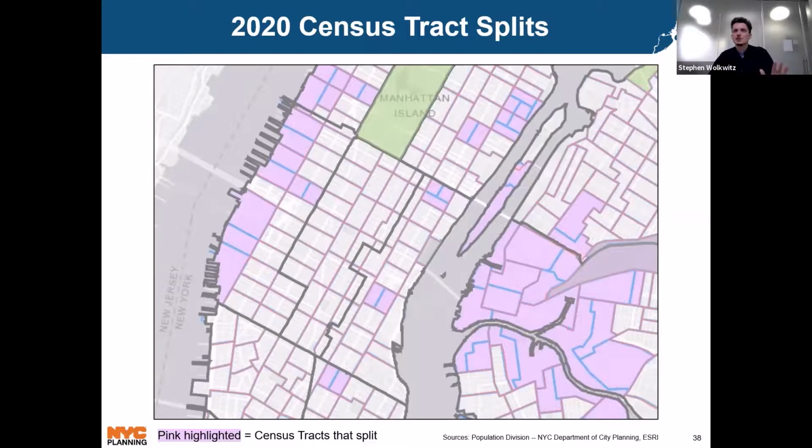Now, if you're familiar with where a lot of housing unit construction has happened over the past decade, some of these pink areas won't be that surprising to you. You see nearly every census tract in the Long Island City and northern Greenpoint area was split due to the massive amounts of construction there. We also had quite a few tract splits along the western side of Manhattan, along the Hudson, corresponding with the construction activity in the Hudson Yards area, Lincoln Center area. And then there's a fair number of splits along the east side, which also had a fair amount of new construction.